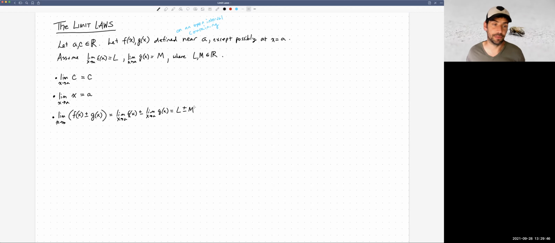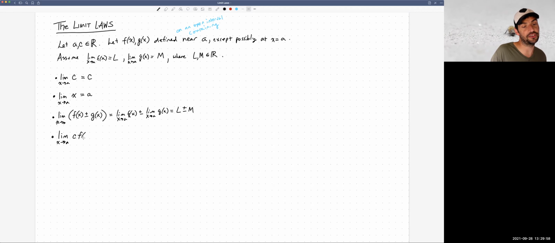And we'll do some examples of all of these in just a couple minutes when I finish listing all the rules. If we have a function times a constant multiple, remember C is a number.